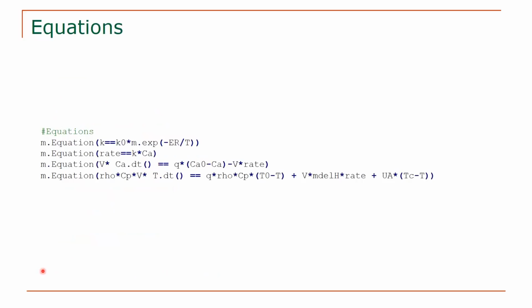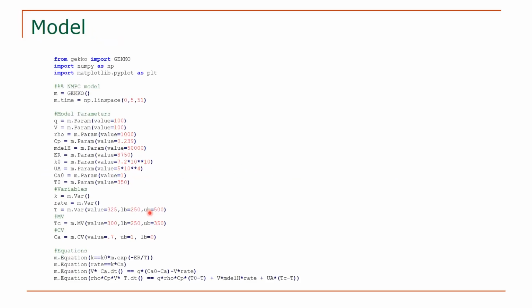This is just 4 equations, 2 of which are differential. So this is how you'd set up a differential equation. Ca.dt will automatically discretize concentration in time. Same here with temperature. So as you can see, this is a nonlinear problem, but Gekko will solve it just fine. So here's everything all together. It's a little bit smaller, but it's not too many lines of code for model predictive control.